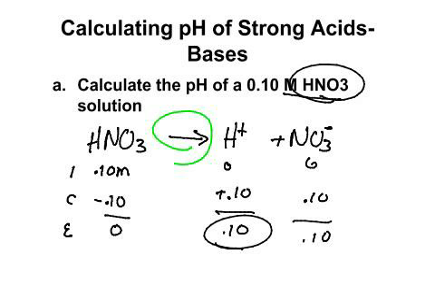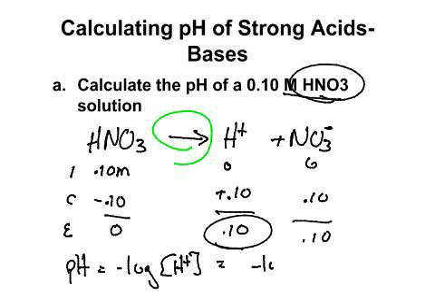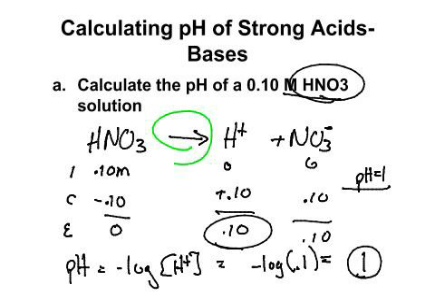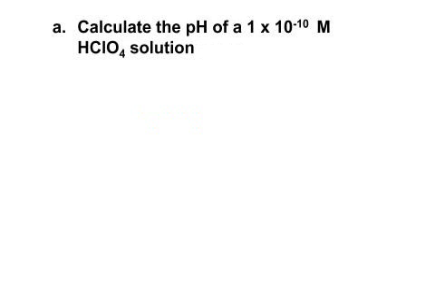What is pH? Negative log of the concentration of hydrogen ions. So that's just going to be the negative log of what? 0.1. Now, do you need a calculator? Not really, because 0.1 is 1 times 10 to the negative 1, and so that would mean my pH is 1. So pH on this one is very simple. It's 1. We didn't need a calculator on that one.